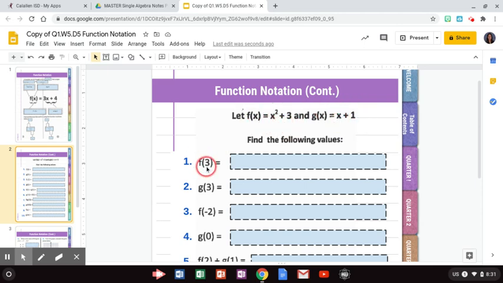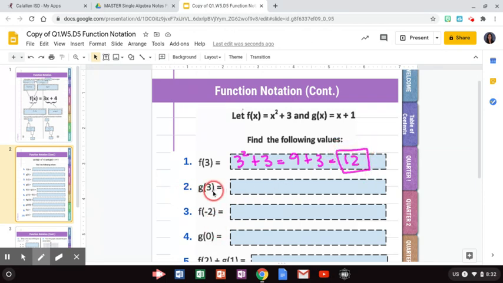So it says input a 3. So I have to do 3 squared plus 3. So we have to figure out the value. I'm going to write it down here, 3 squared plus 3. Notice that instead of the X right there, we plugged in a 3. So 3 squared, that's 9, plus 3 is going to give you 12. So our answer is 12.